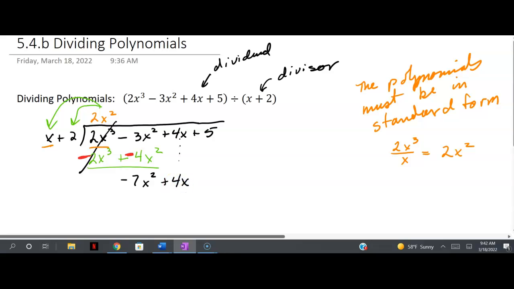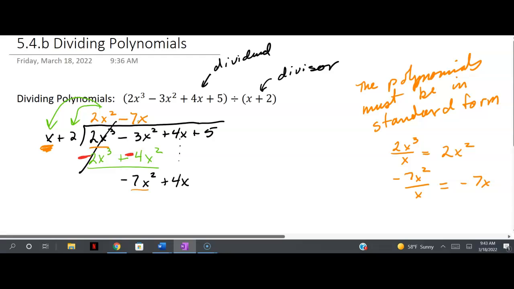And then I start the whole process over. I look at the first term here, x. How many times does that go into 7x squared? I'm sorry, negative 7x squared. It needs to look exact. Again, you could go over here and write it out. You'll get in the habit, the practice, and you won't need to write it out over here on the side, but it might take a few times. Okay, so it's minus 7x.